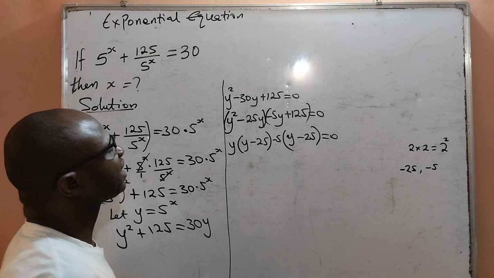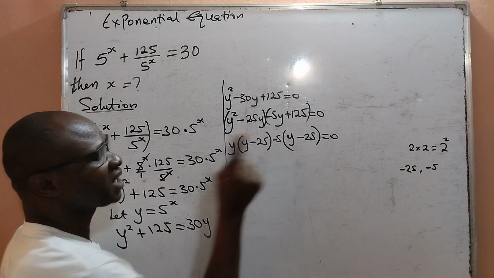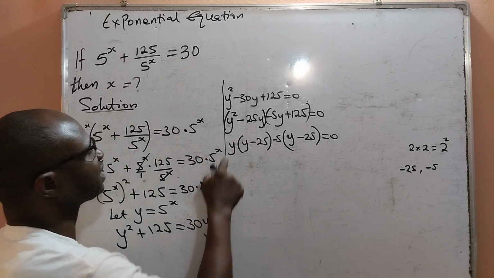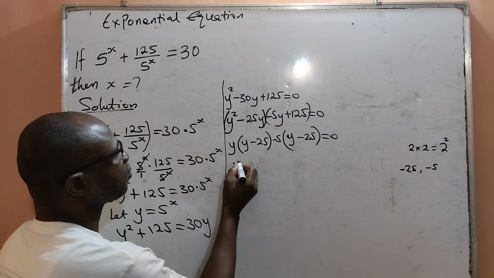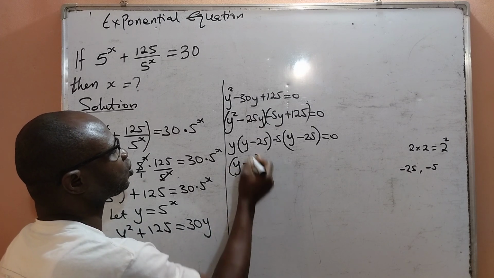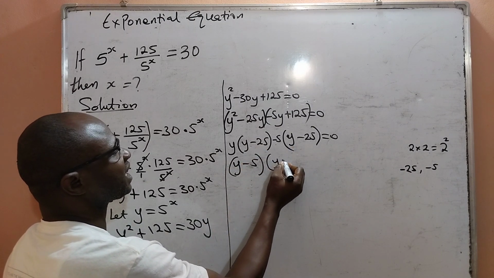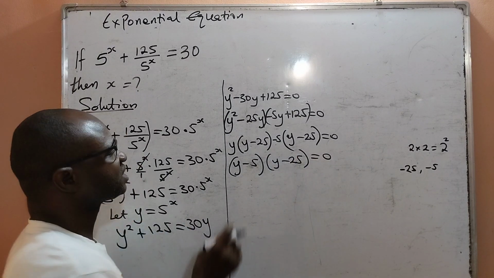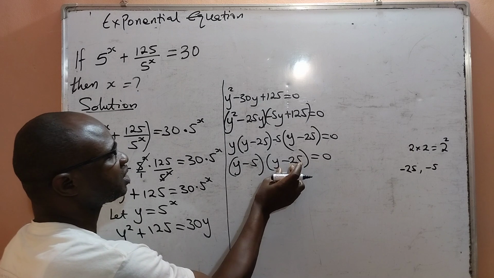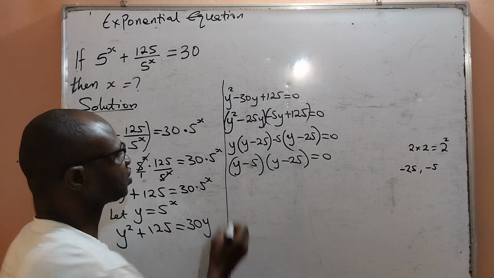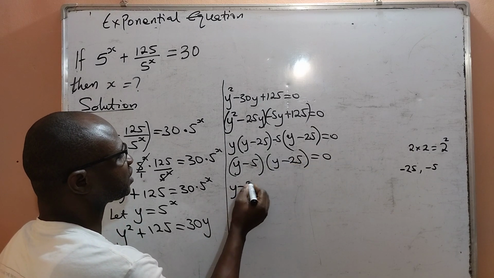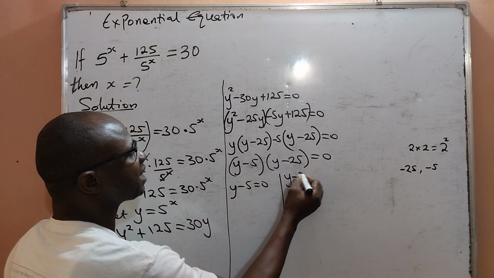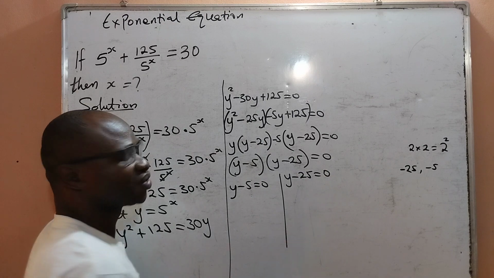Now, what next? The two brackets are the same. I will take one of each and use the external values to form another bracket. That is y minus 5, times one of the brackets, since they are the same, equal to 0. What it means is that the first bracket is equal to 0, and the second bracket is also equal to 0. So I write y minus 5 is equal to 0, also y minus 25 is equal to 0.